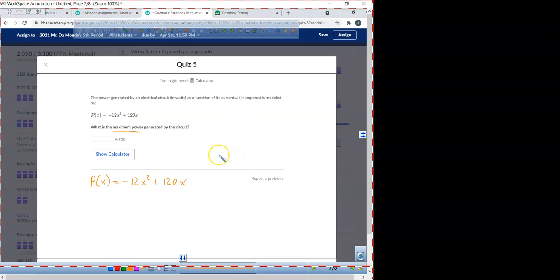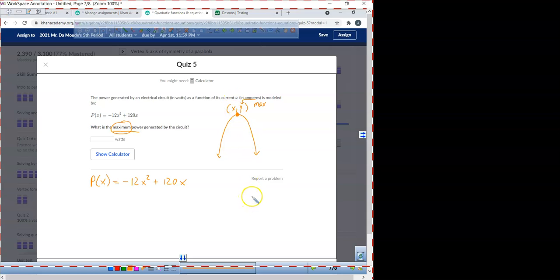So would you guys agree, if I made a little tiny sketch of the graph, what point would I plot on the graph that represents the maximum? The vertex, right? Now, is it talking about the x value of the vertex, or the y value? If it's talking about the maximum, it's talking about the y value of the vertex. That's what we call the maximum. The x value would be the current that produces the maximum.